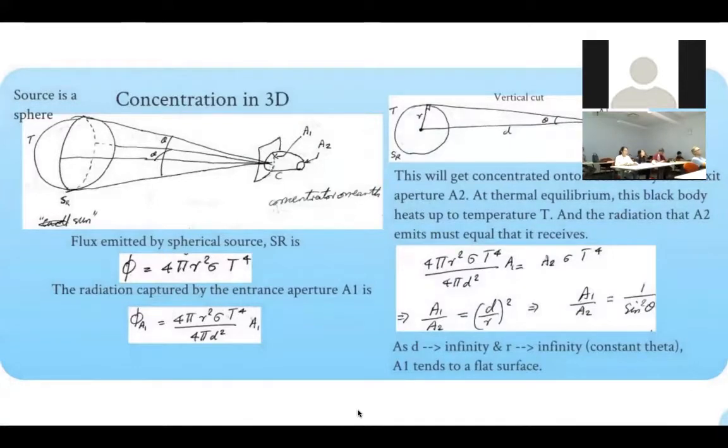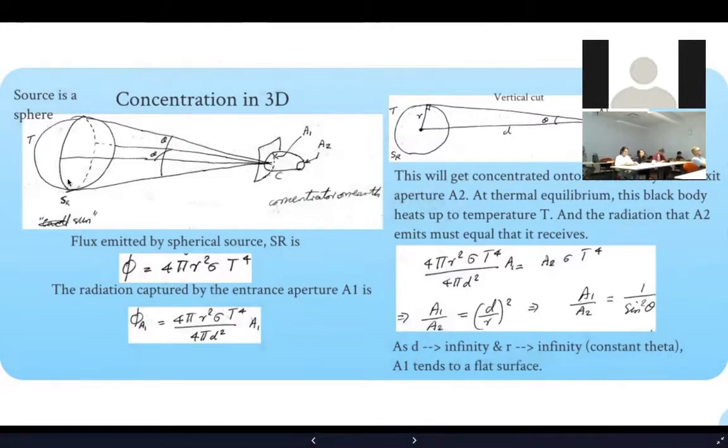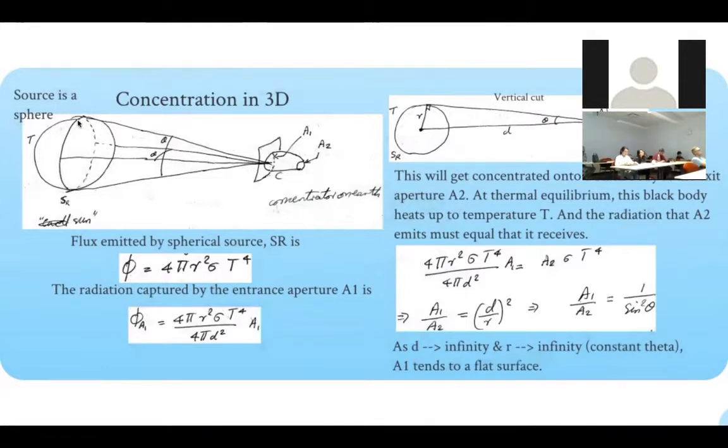So, that was the case for 2 dimensions. We can do the same type of analysis in 3 dimensions as well. Of course, in this case, instead of the source being a cylinder, now we have the source as a sphere. So it's a big sphere here, radius r, like the sun, for instance, at some temperature T.